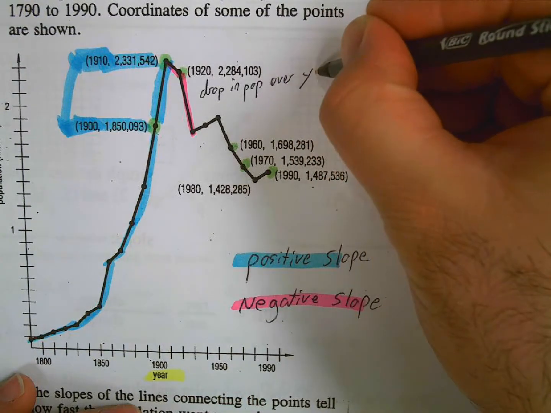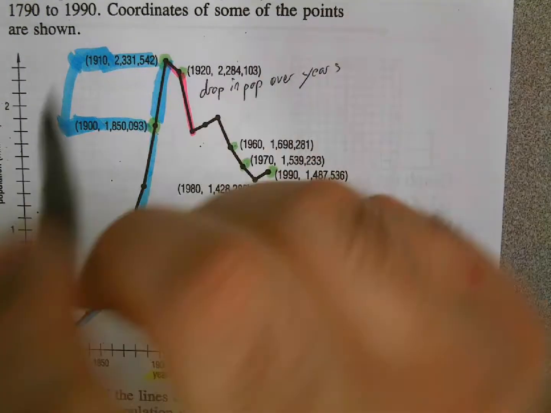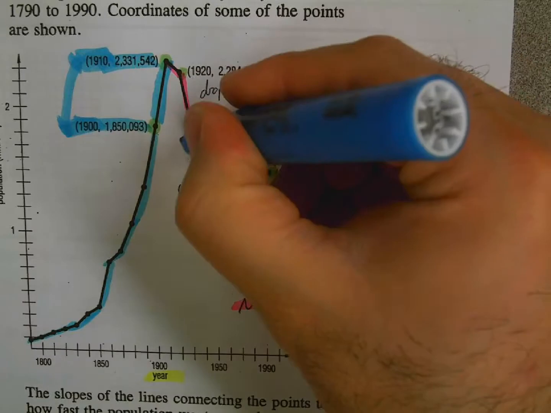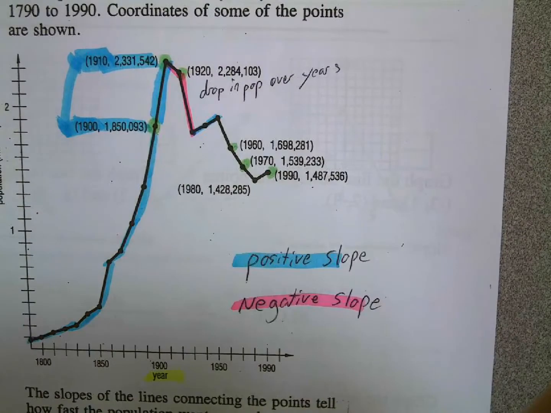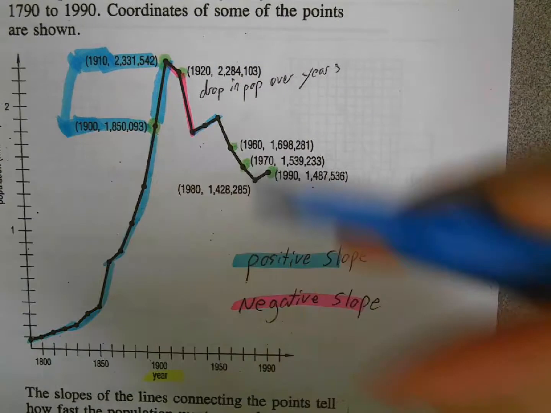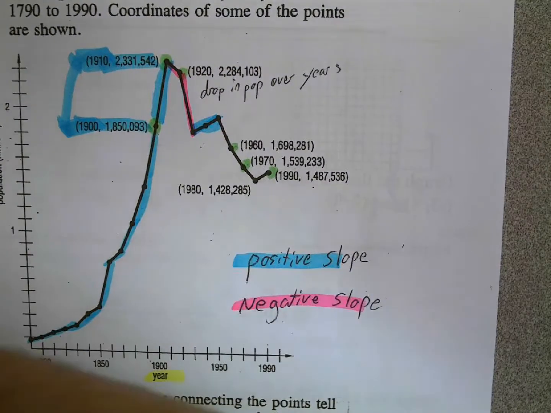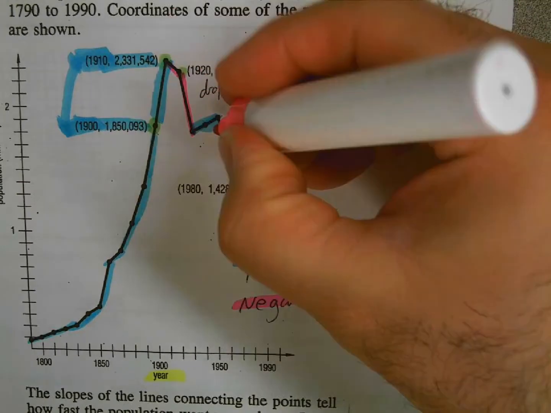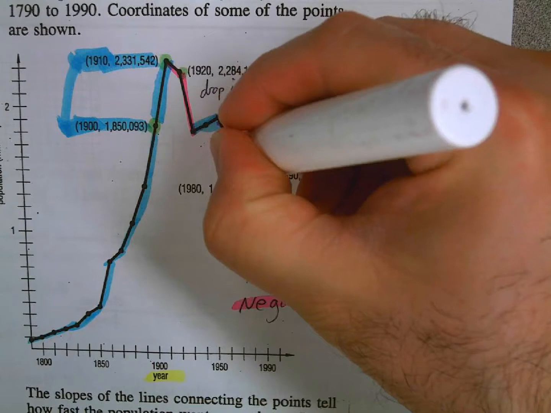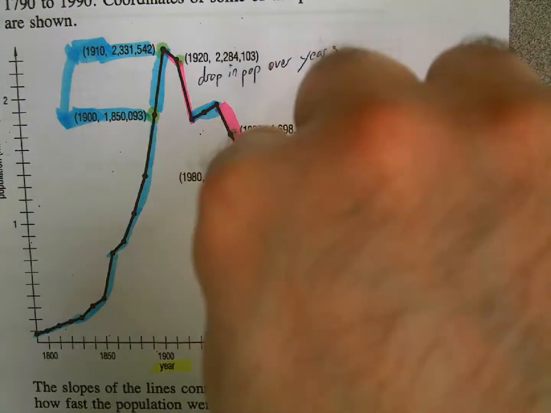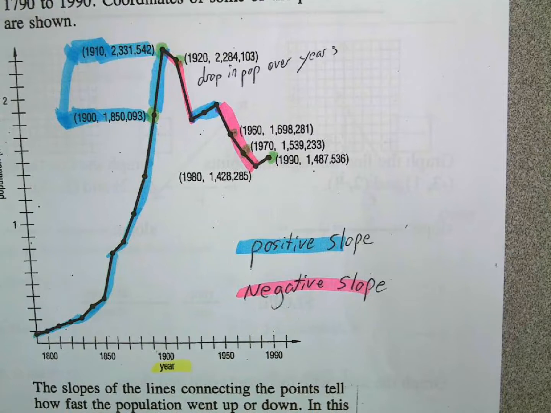So right here, I have a decrease in population over years. But then something happened again. There seemed to be a little growth spurt right there. And then over time, again, the population decreased. And that decrease over time is my slope. In this case, that's a negative slope. And then we have an increase.